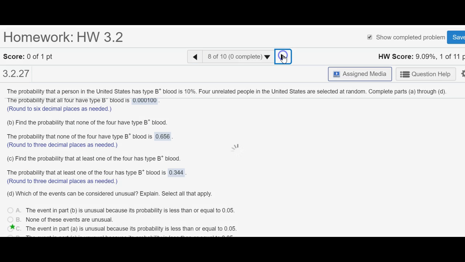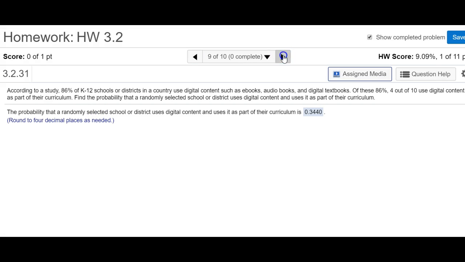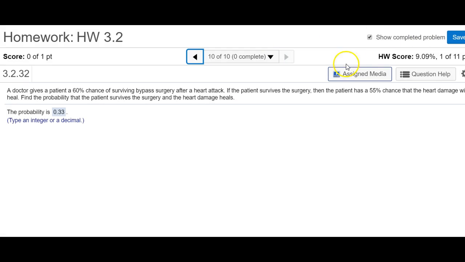Perfect. Yeah, this problem we did in class. A doctor gives a patient a 60% chance of surviving by a bypass surgery after a heart attack. If the patient survives the surgery, then the patient has a 55% chance that the heart damage will heal. Find the probability that the patient survives the surgery and the heart damage heals.